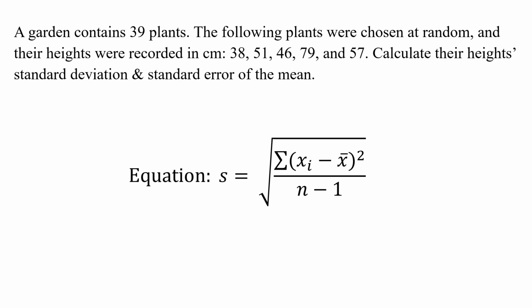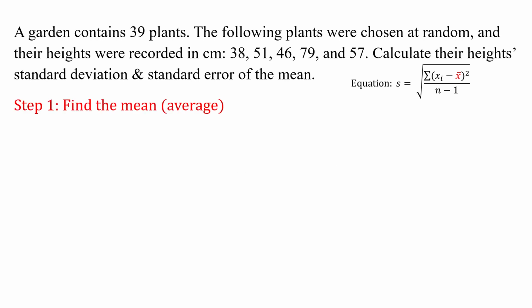So, a garden contains 39 plants. The following plants were chosen at random and their heights were recorded in centimeters: 38, 51, 46, 79, and 57. Calculate their heights, standard deviation, and standard error of the mean. So the equation we have is given below by College Board.